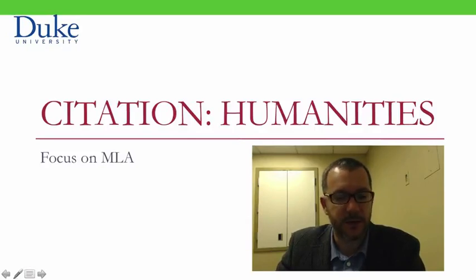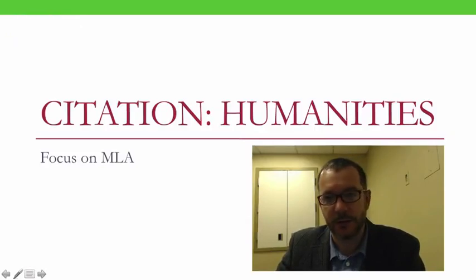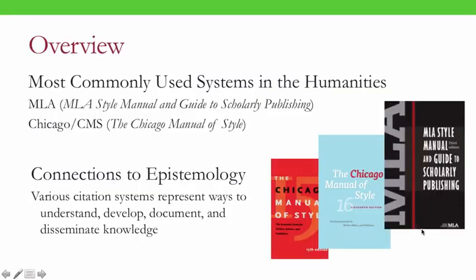In this video, I'll be talking about some issues related to citation in the Humanities with a focus on the MLA system. So just to get an overview first of citation in the Humanities, there are two most commonly used systems for citation in the Humanities. The first is the MLA system. MLA is an acronym for the Modern Languages Association. The other commonly used system is the Chicago or CMS system.